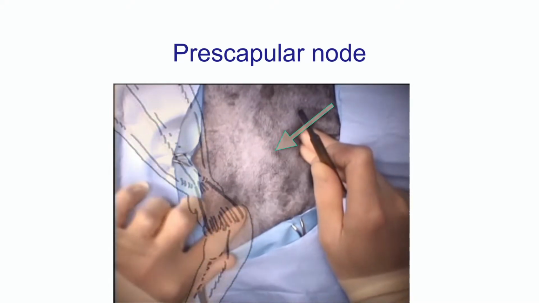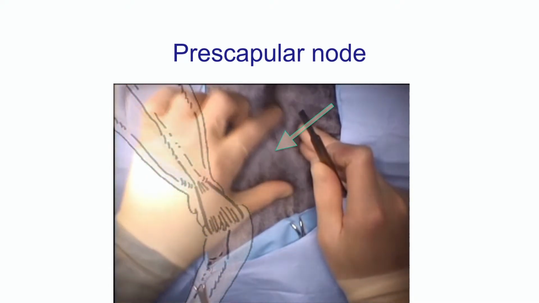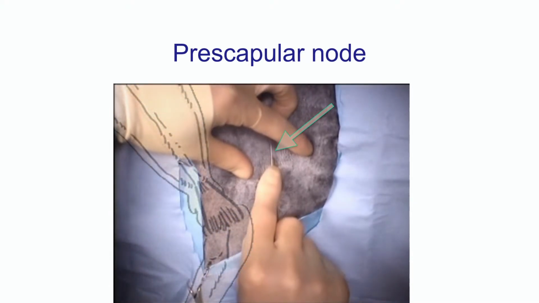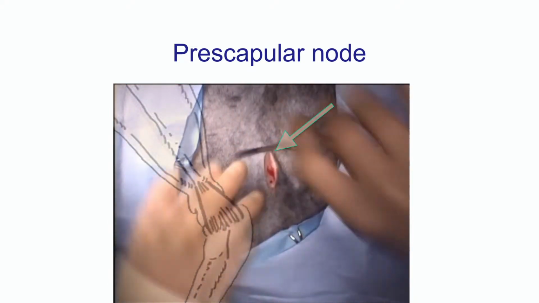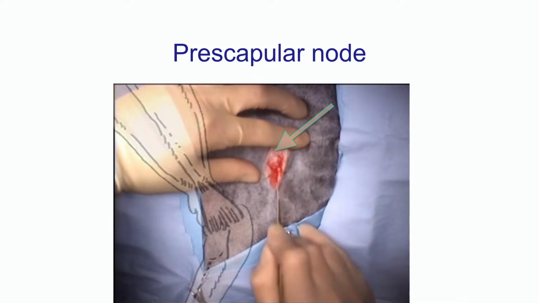Then we come to the pre-scapular lymph node. Now, pre-scapular lymph node is relatively straightforward, but there's a big trick to it. So the arrow points to where the lymph node can be palpated, and the incision is below it.